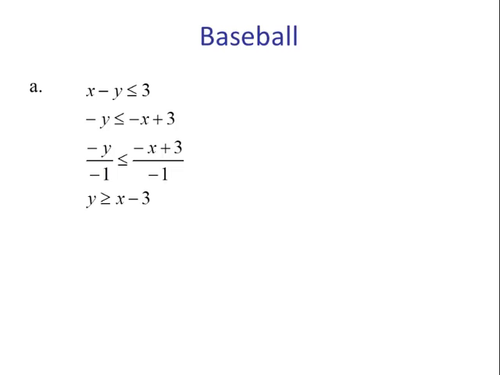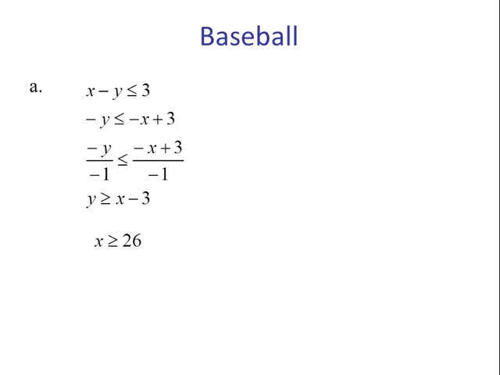So part A. Our first step, we want to take X minus Y less than or equal to 3 and solve for Y. So our first step is to subtract X from both sides. We have negative Y is less than or equal to negative X plus 3. To isolate the Y, we divide by negative 1, and if you recall, when you divide by a negative number, you flip the inequality sign. So we have Y is greater than or equal to X minus 3.